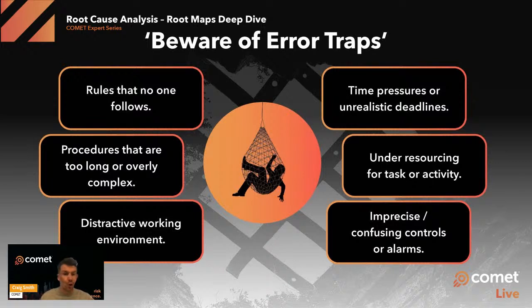Of course, resourcing, under-resourcing for a task or activity, more work with an individual, more likely to take shortcuts naturally. That's what human behavior will do with us. Then, confusing controls and alarms. Again, ergonomics, design, tools, equipment, machinery. How easy, how intuitive are we making the workplace for the individual? Are we ultimately setting people up for success, or are we setting them up for failure? And again, these error traps are things that you can think about and perhaps target within your own organizations.